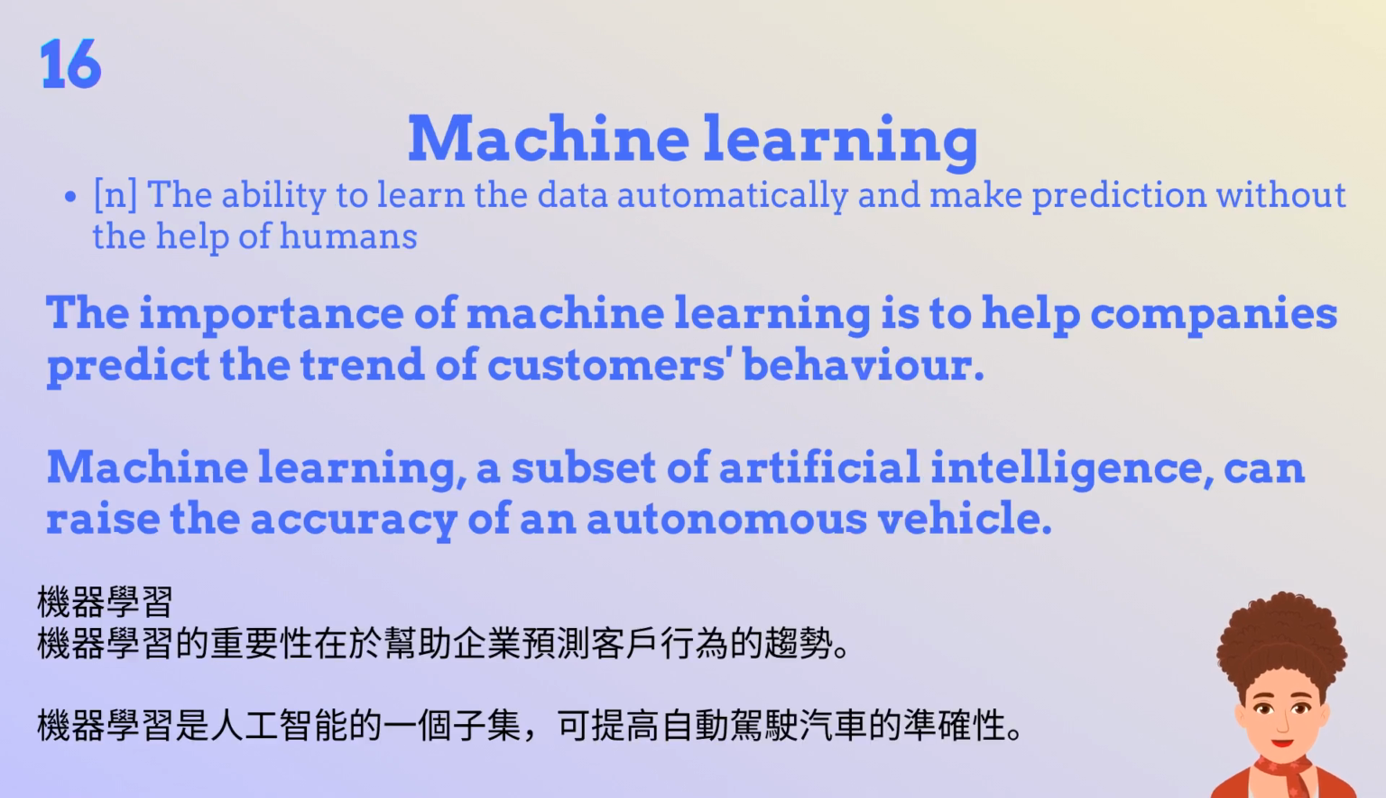Machine learning. Examples. The importance of machine learning is to help companies predict the trend of customers' behavior. Machine learning, a subset of artificial intelligence, can raise the accuracy of an autonomous vehicle.